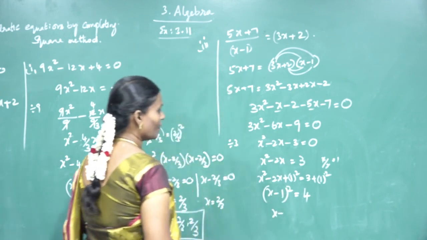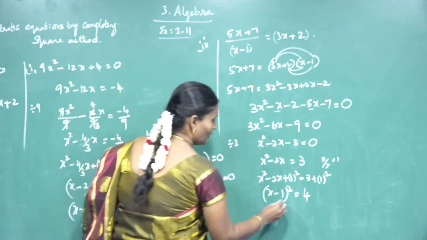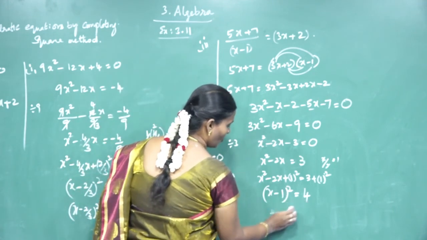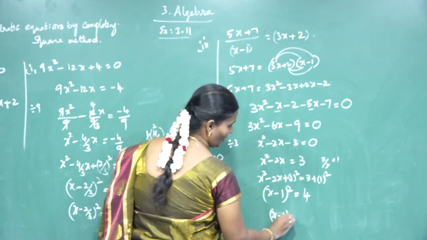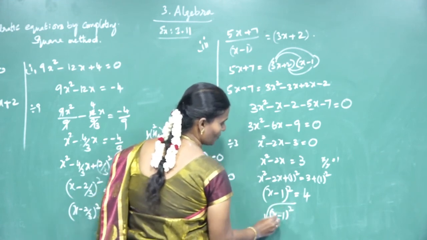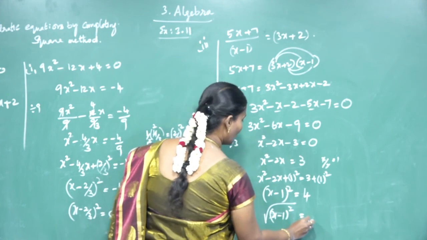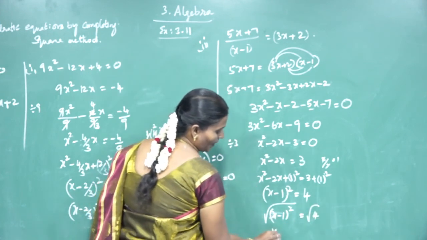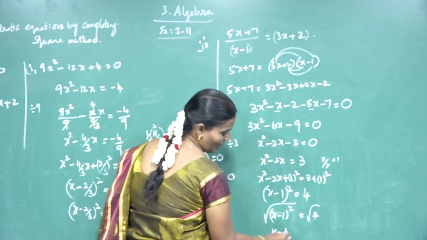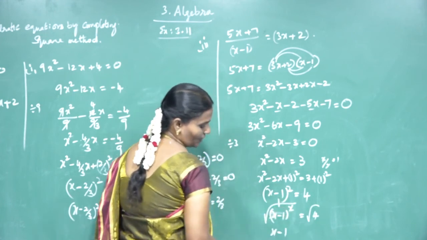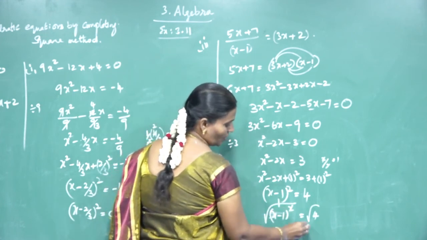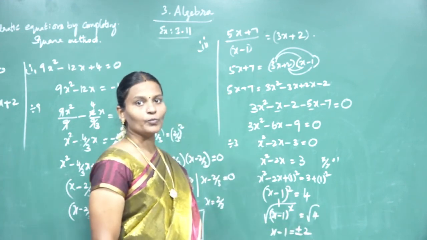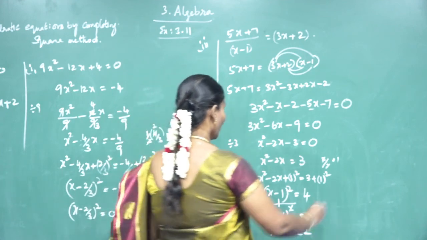Now you see, taking square root on both sides. Okay. So taking square root on both sides means the square root of x minus 1 the whole square is equal to root 4. Okay. So the square root and square cancel, so x minus 1 is equal to plus or minus 2. Plus or minus 2. Okay?